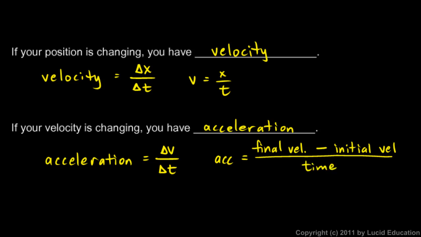And you should recognize that this change in velocity is the same thing as the final velocity minus the initial velocity. If you go from 10 miles per hour to 15 miles per hour, you changed your velocity by 5 miles per hour, and that 5 is the same as the 15 minus the 10. The change in velocity is always the final minus the initial.